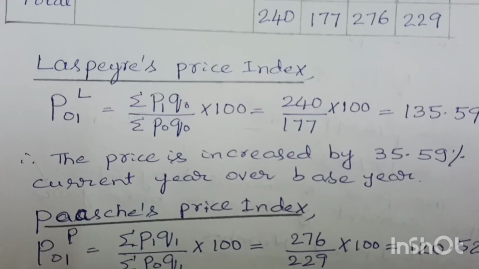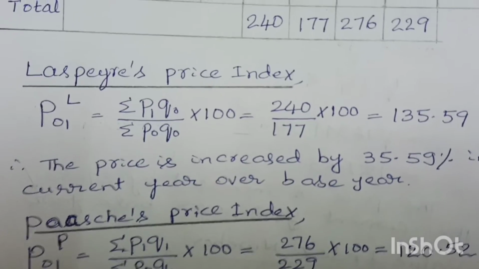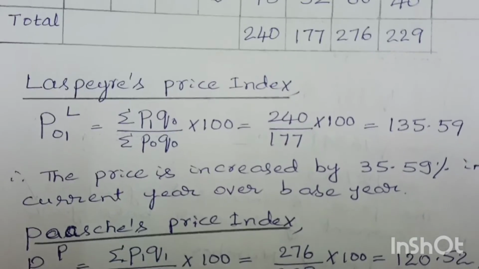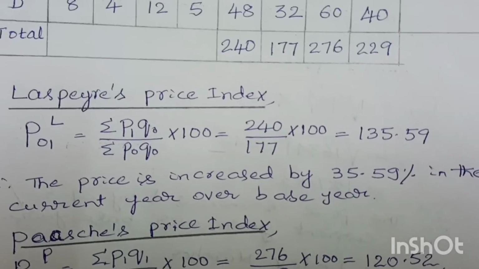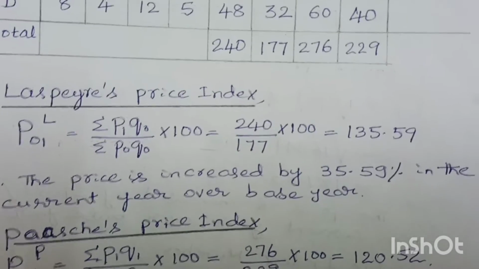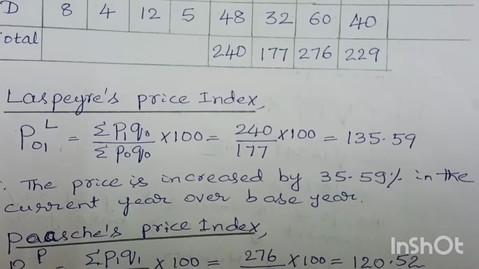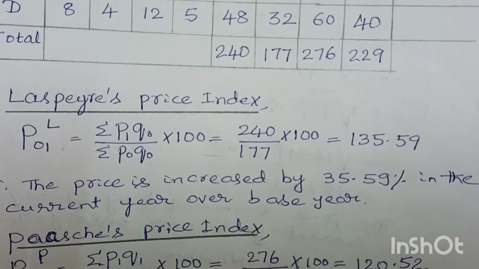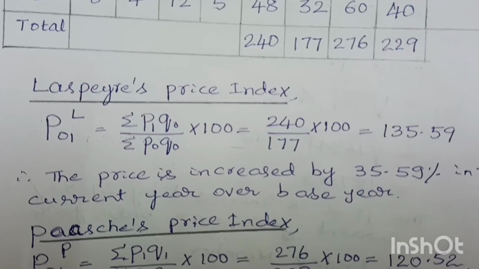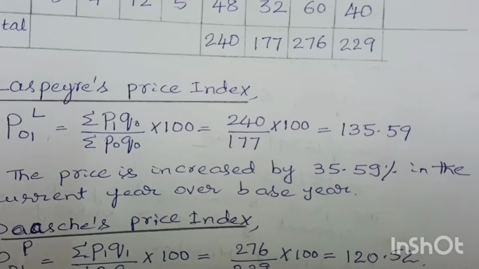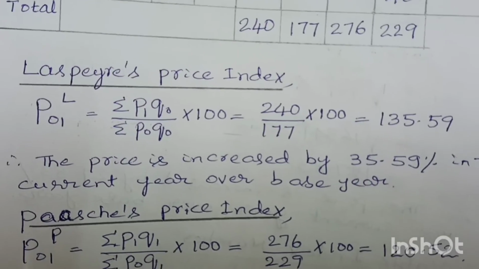The formula is P01L is equal to summation P1 Q0 divided by summation P0 Q0 into 100. That is equal to 240 divided by 177 into 100. That gives us 135.59. Minus 100, that becomes 35.59 increase. You can write the conclusion: the price is increased by 35.59% in the current year over base year.